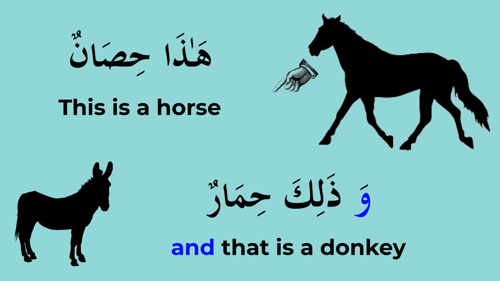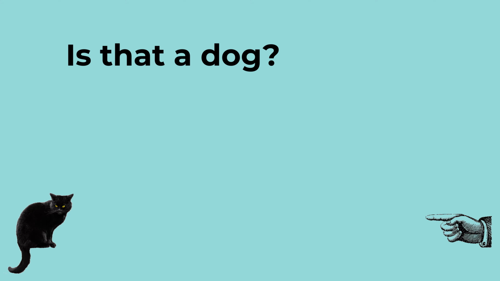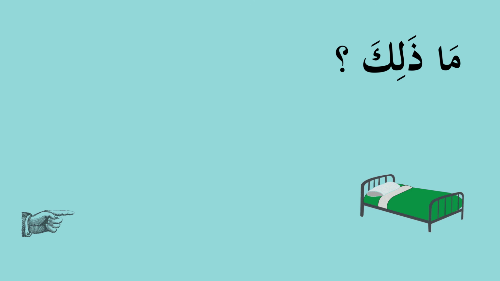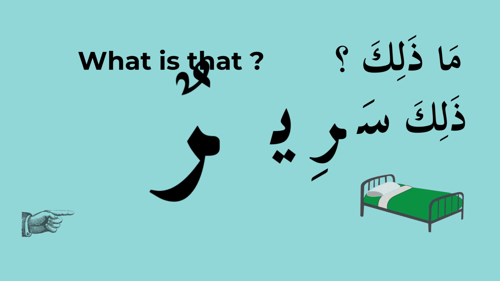Zalika himarun. Now we want to ask a question. So we are bringing Hamza in front. Azalika kalbun? La. Zalika kittun. That is a cat. Ma zalika? Zalika sarirun.